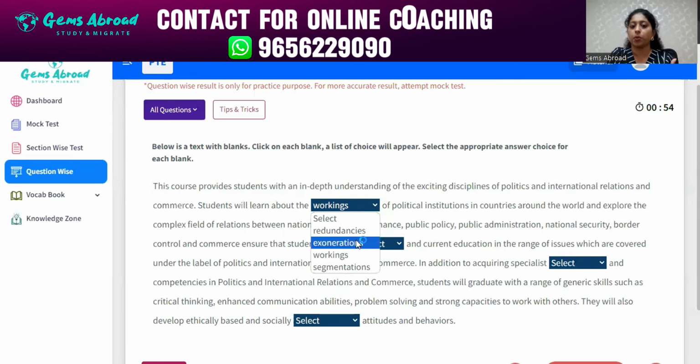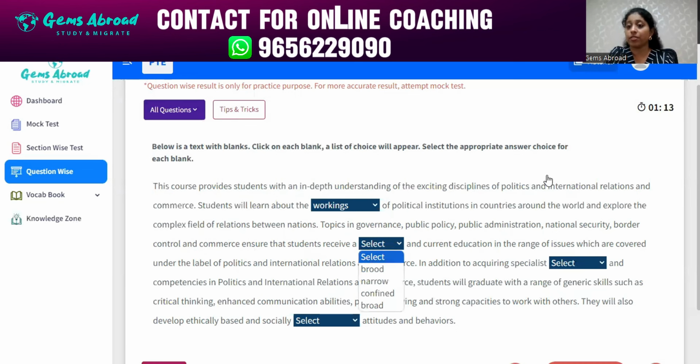Those two options will not fit here, redundancy and explanation, and segmentation, so the answer is the workings, how they work. And explore the complex field of relations between nations. Topics in governance, public policy, public administration, national security, border control, and commerce.